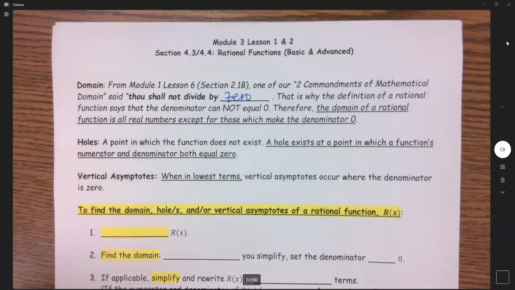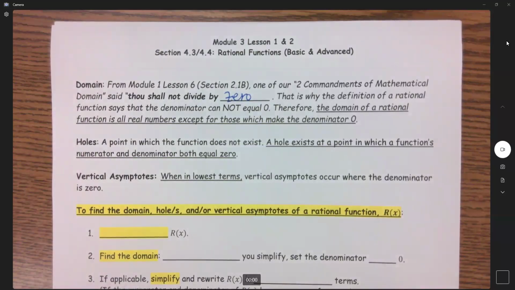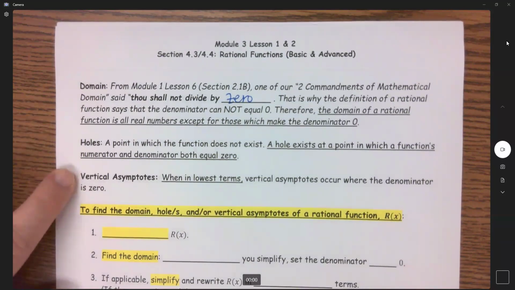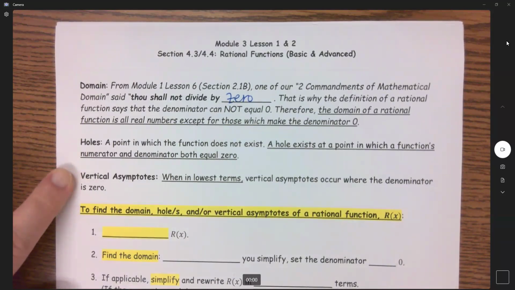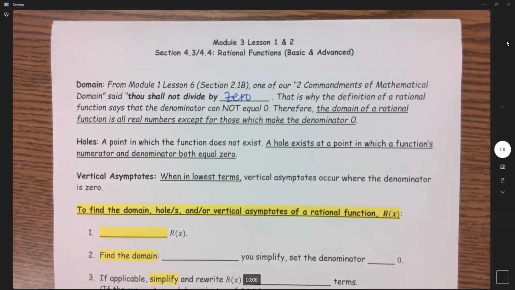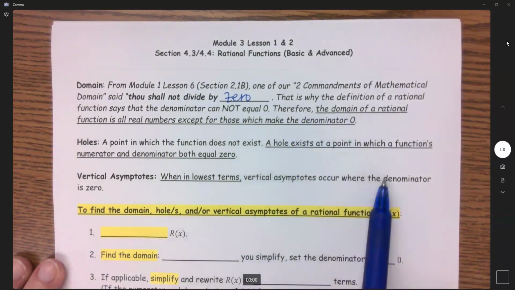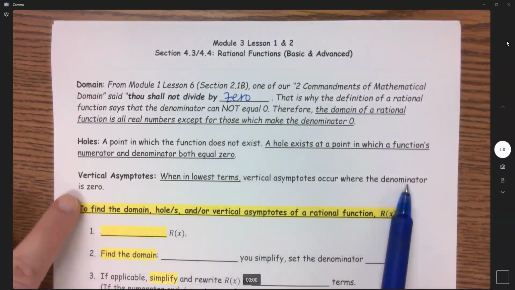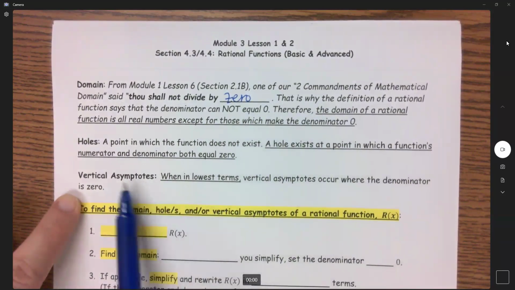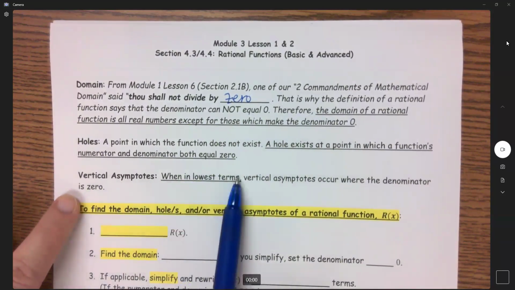A hole is a point in which the function does not exist. A hole exists at a point in which a function's numerator and denominator both equal 0. So we'll find out what cancels. And then vertical asymptotes, when it's in lowest form, occur where the denominator is 0. So you can see here is what makes the denominator 0, and here is also what makes the denominator 0. The difference is your vertical asymptotes are in lowest terms.